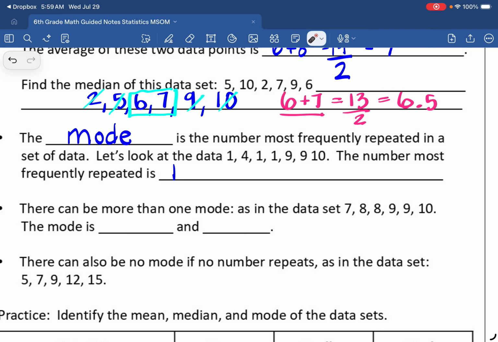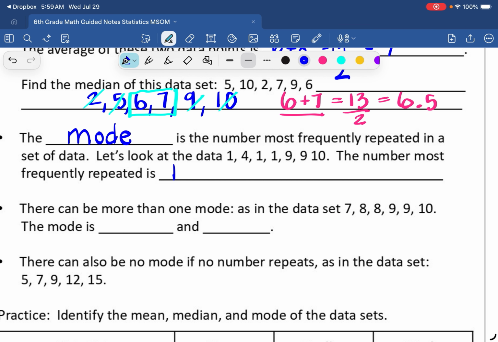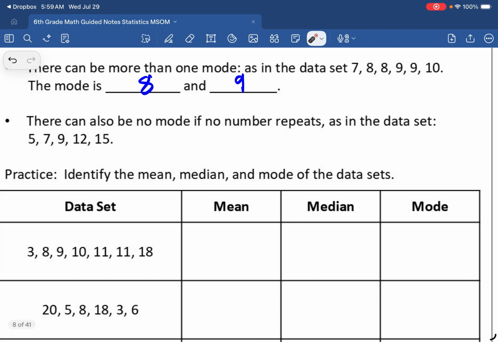There can be more than one mode, as in the data set right here, because I have 1 7, 2 8s, 2 9s, and 1 10. So the numbers that are repeated the most will be 8 and 9 because they are both repeated twice. There can also be no mode if no number repeats, as in this data set right here, 5, 7, 9, 12, and 15. No number repeats even once, so there is no mode.